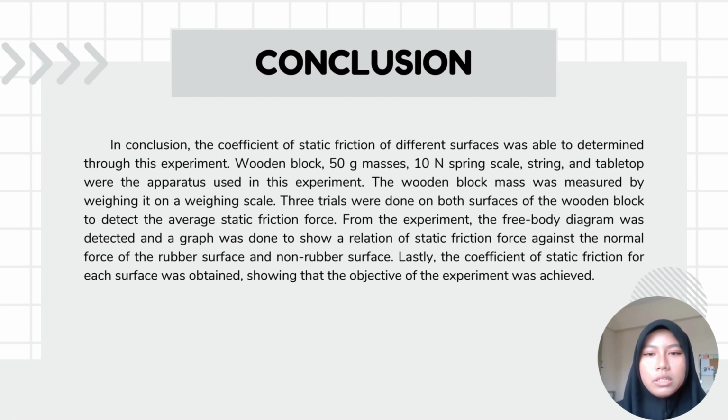From the experiment, the free body diagram was drawn and a graph was plotted to show the relation of static friction force against the normal force for the rubber surface and non-rubber surface. Lastly, the coefficient of static friction for each surface was obtained, showing that the objective of the experiment was achieved.